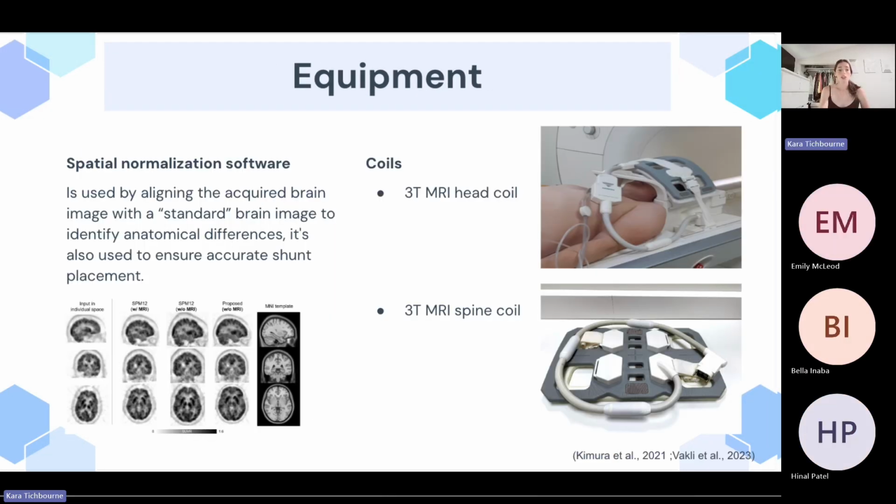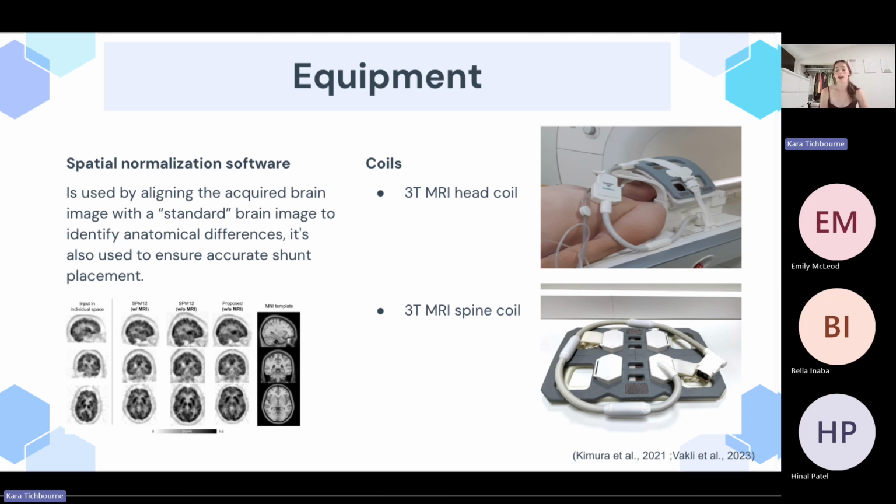For equipment, we can use spatial normalization software, which works by aligning the acquired brain image of your patient with a standard brain image. It's used to identify anatomical differences. So in hydrocephaly, we can see the difference in the ventricle size. It is also used to ensure that shunts were placed accurately, as we can see down here in this image.